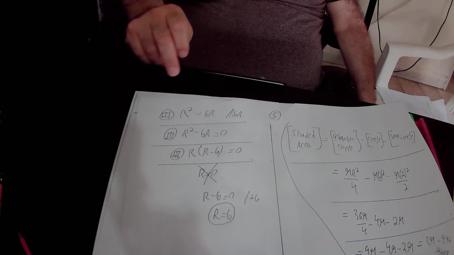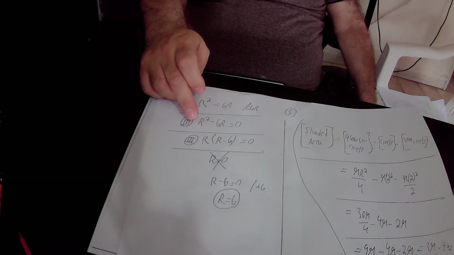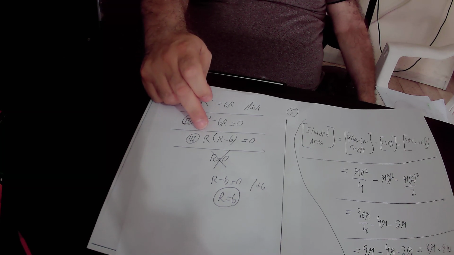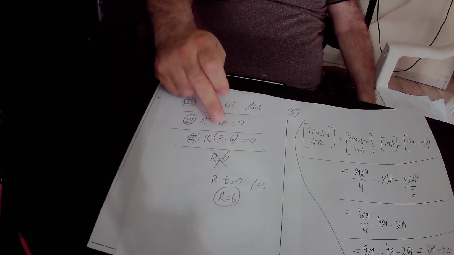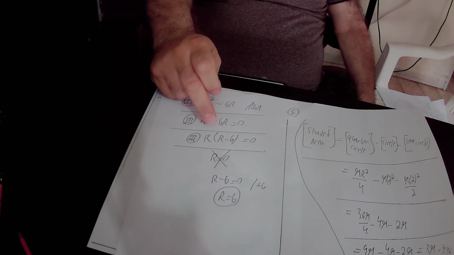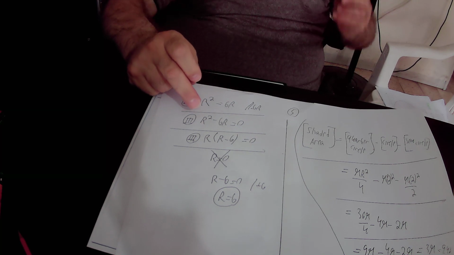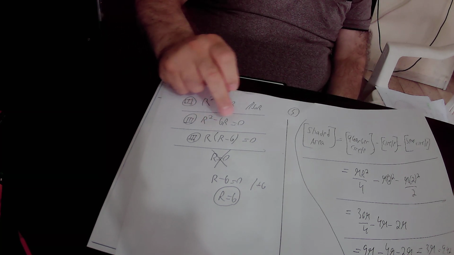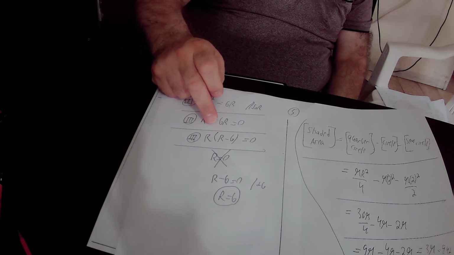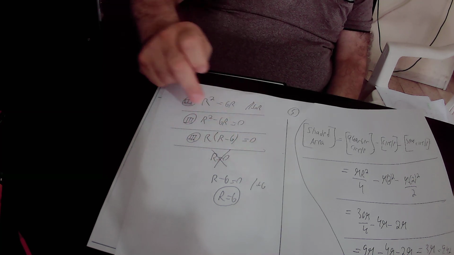So here we took a common factor of R from equation number 3. What is left from R squared after we took R as a common factor is actually R, and what is left from minus 6R is actually minus 6. So in conclusion, according to equation number 3, R times R minus 6 equals 0. So here we have two possible solutions for capital R: either capital R will be equal to 0 or R minus 6 will be equal to 0.